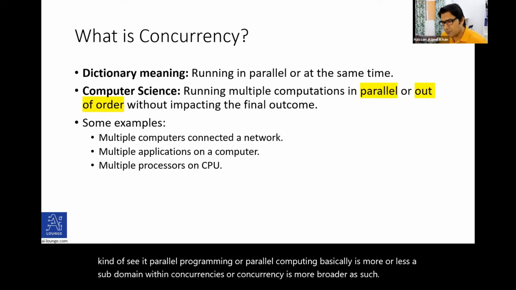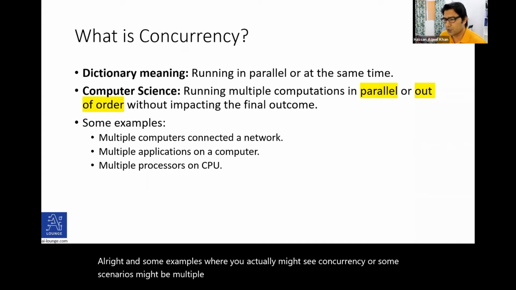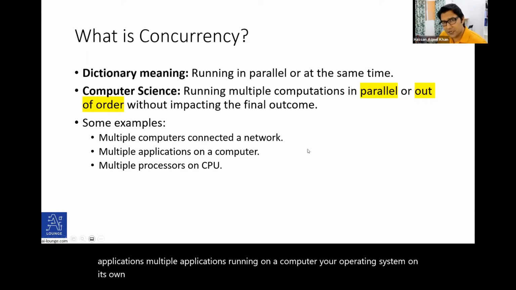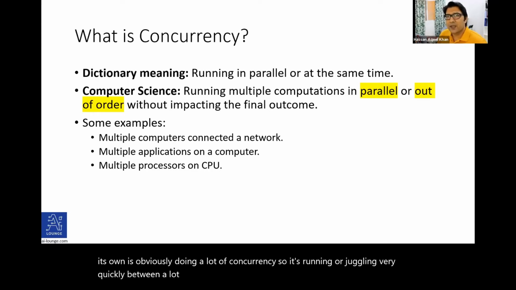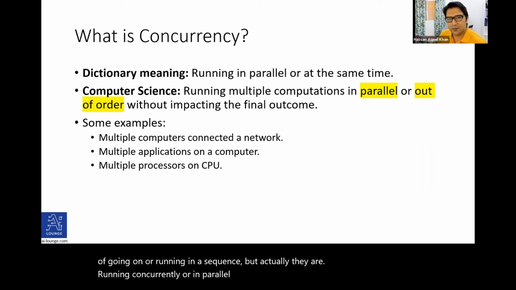All right, some scenarios where you might see concurrency are multiple computers connected to a network, or multiple applications running on a computer. Your operating system on its own is obviously doing a lot of concurrency. It's juggling very quickly between a lot of tasks. And to the user, it seems that things are running in a sequence, but actually they're running concurrently, in parallel, or out of order. But as long as the end user experience remains the same, it doesn't really matter.